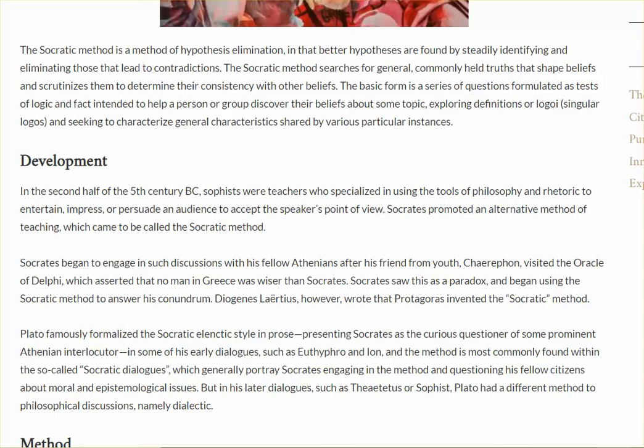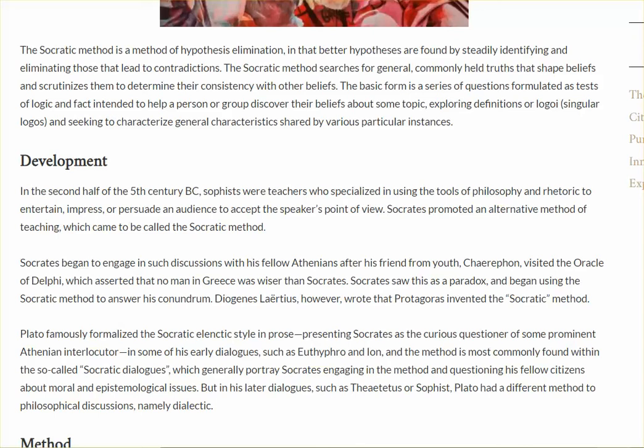The Socratic method searches for general, commonly held truths that shape people's beliefs and scrutinizes them to determine their consistency with other beliefs, because Socrates was the one who actually made people used to thinking and who introduced knowledge in that way. The basic form is a series of questions formulated as tests of logic and fact, intended to help a person or group discover their beliefs about some topic.